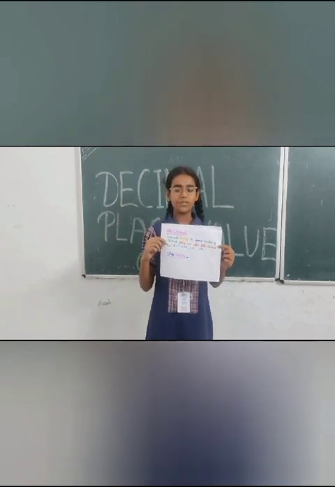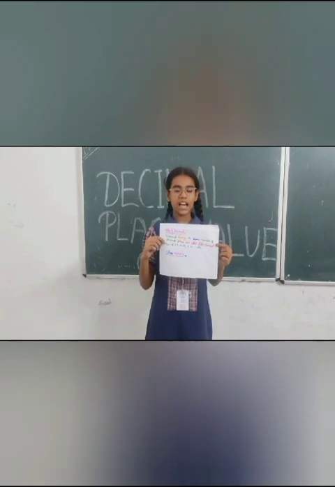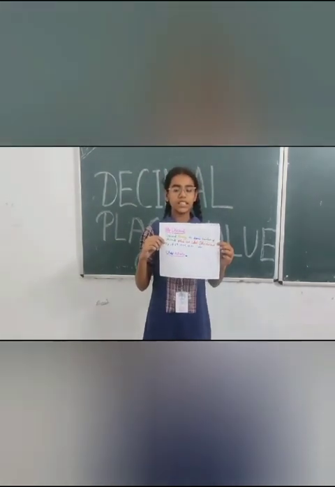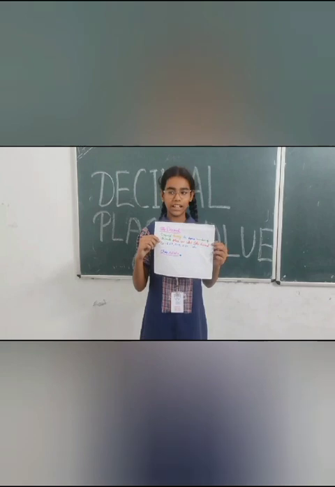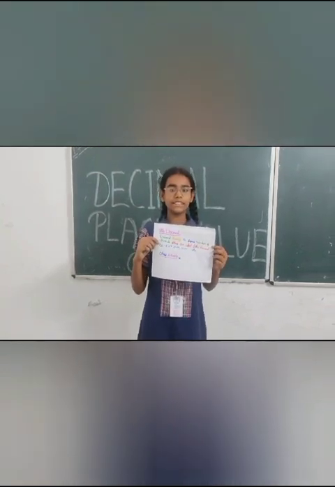Decimals having different numbers of decimal places are called unlike decimals. Example: 16.243, 8.568, 0.14, etc.